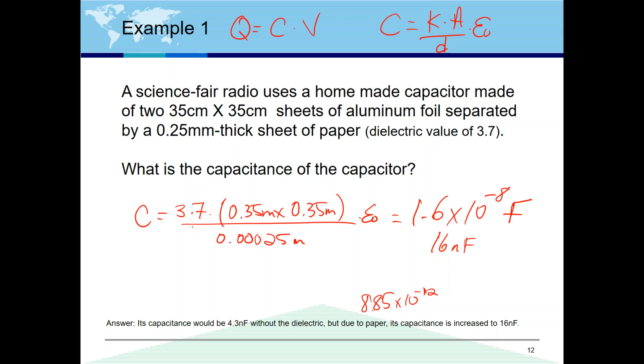16 nanofarads means that when it's stored at its maximum with the voltage source, it's going to hold this charge Q that you can calculate. Yeah, exactly.